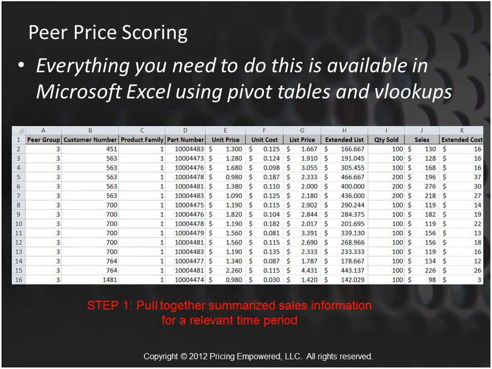Doing peer price scoring may seem daunting at first, especially if you are dealing with thousands of customers and parts, but it really is quite simple. We will show you in a few quick steps how to do this in Microsoft Excel using pivot tables and VLOOKUP formulas. To start, you need to access sales data in a format similar to the template shown. We've included a template to get you started. Simply configure your data in the same format as the template, and everything else is easy.